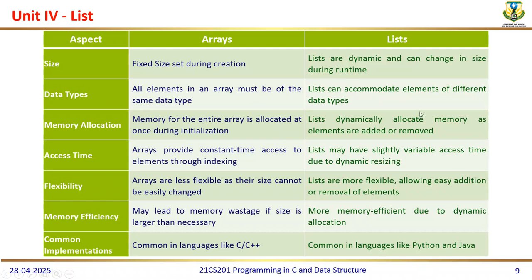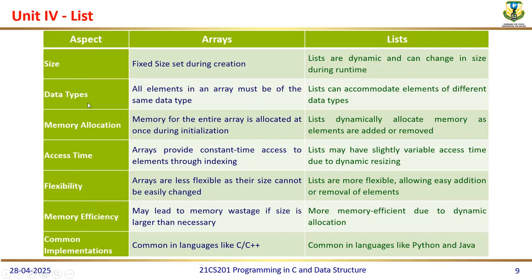Because of that, an array provides constant time access, whereas in a list the access time will vary. So understand that if you want to access the data in the fastest manner, you use an array. If you want to resize the data during execution, use a list. That is a major difference between arrays and lists, and some other differences are also listed.